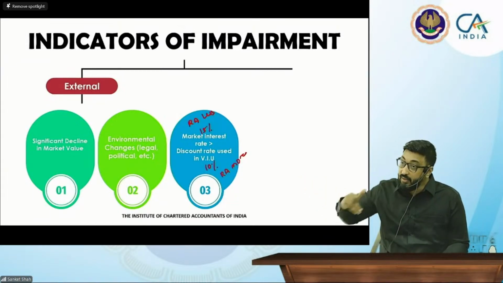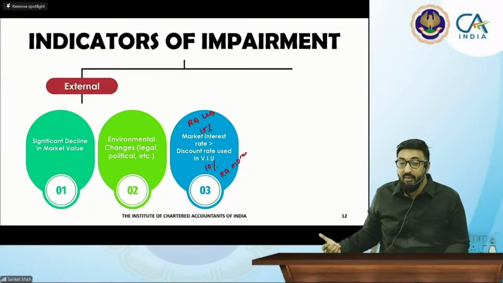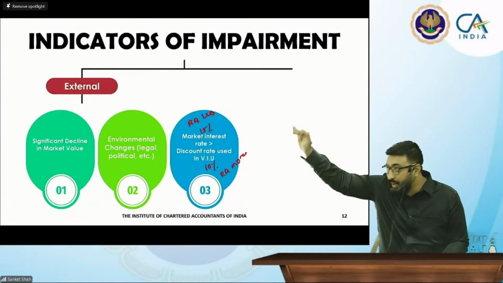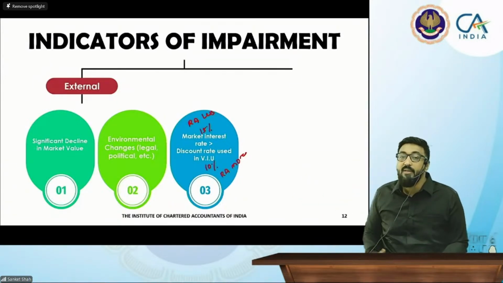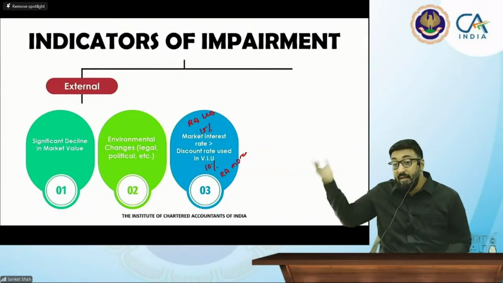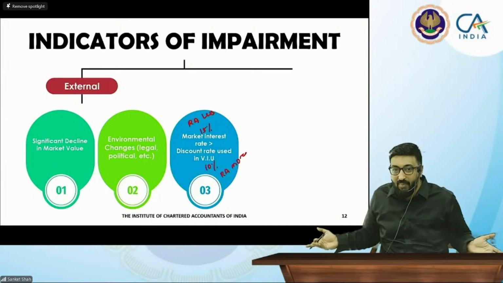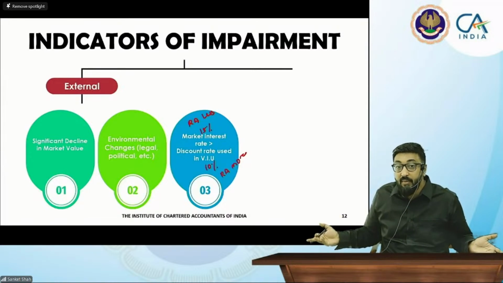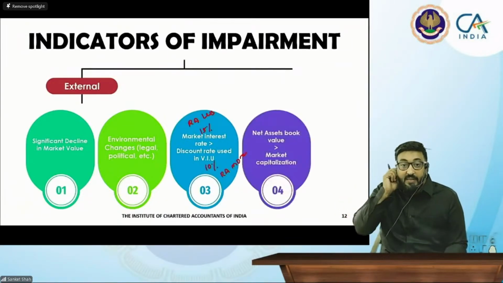The higher the rate you divide by, the lower your answer will be. And if the market interest rate is higher, your answer should come lower, not higher. So in value in use, if you are using a smaller discounting rate, then there is impairment. If you are using a higher discounting rate, you are already reducing your present value, so there is no impairment. Got the concept? Yes, sir. So if the market interest rate is higher, then impairment; if lower, no impairment. There will be a question on this.